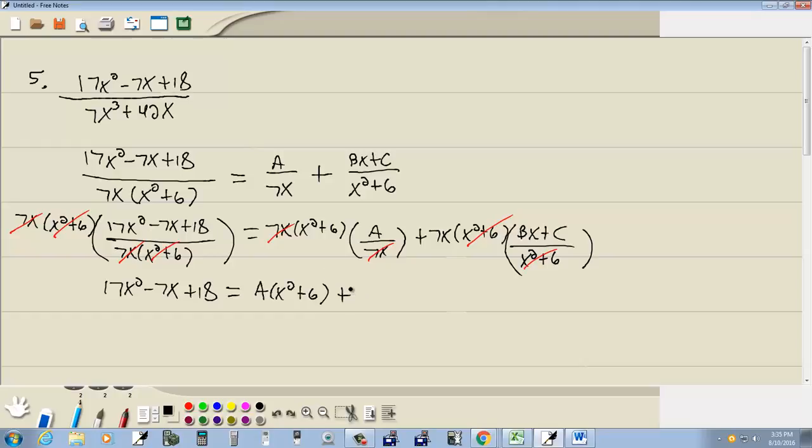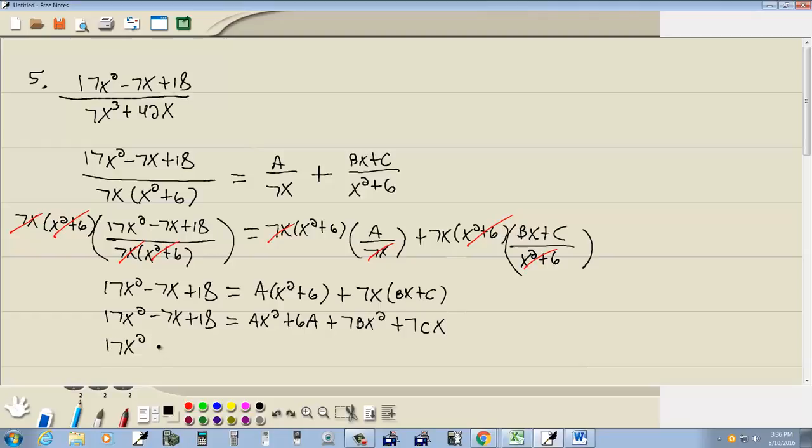plus 7x times bx plus c. So we've got 17x squared minus 7x plus 18. A times x squared is ax squared. A times 6 is 6a. 7x times bx is 7bx squared. 7x times c is 7cx.